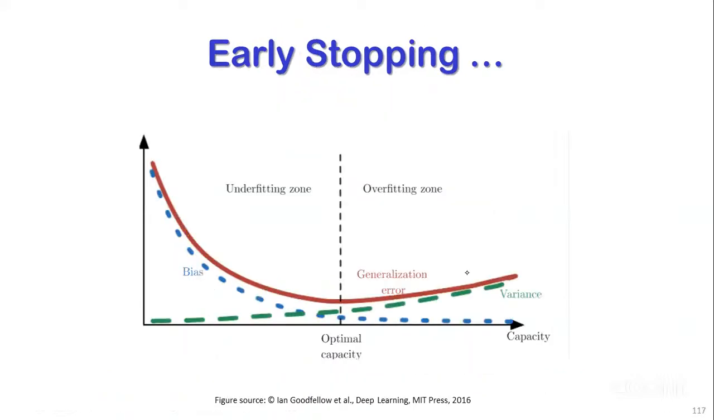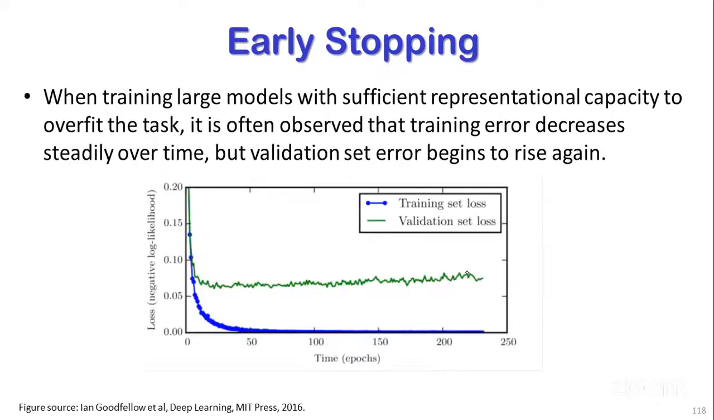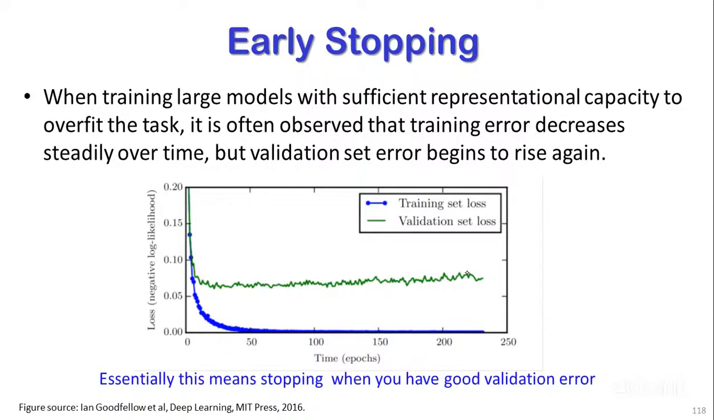See variance. Before this variance starts increasing, please stop, right? So this is what is early stopping. So stop when you are having good validation.